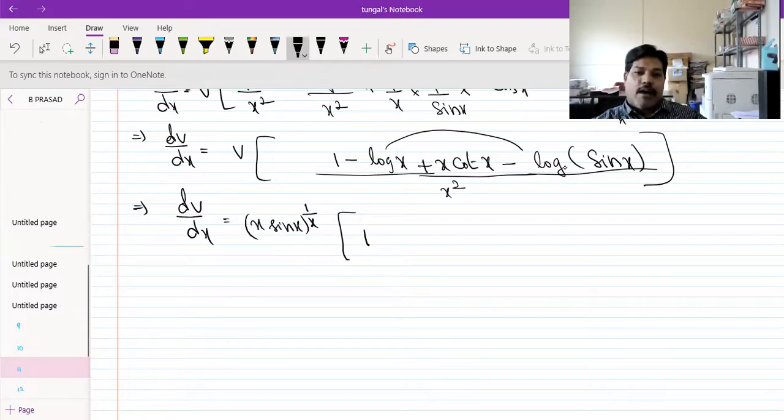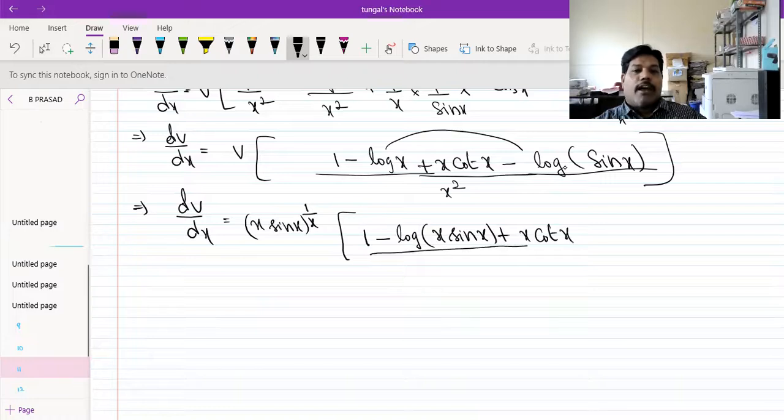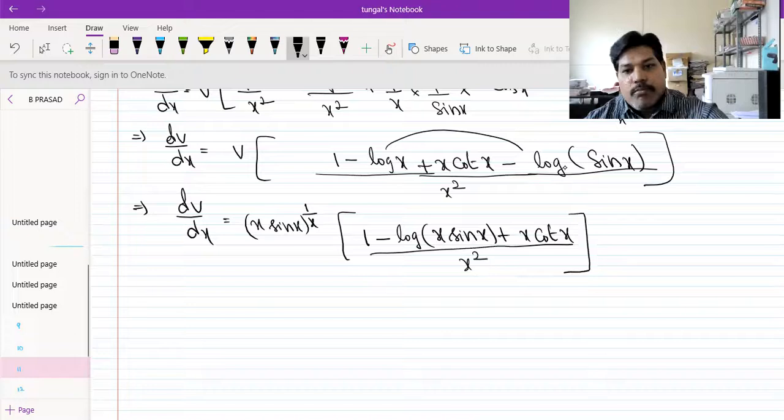If you take the minus common, it will become log x plus log of sin x. Log a plus log b can be written as log of ab. So you can take it as log of x sin x, log of x sin x plus x cot x, whole by x square. So you can take this as equation number 2.